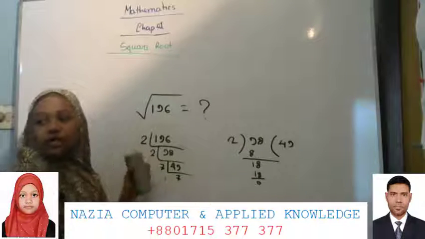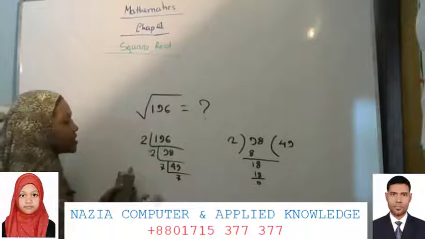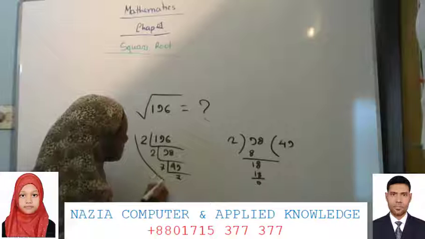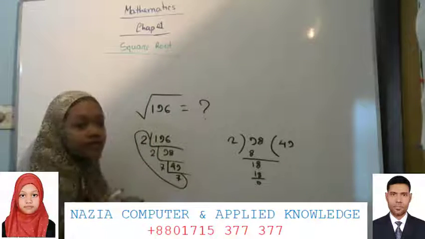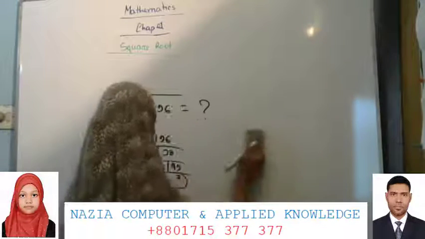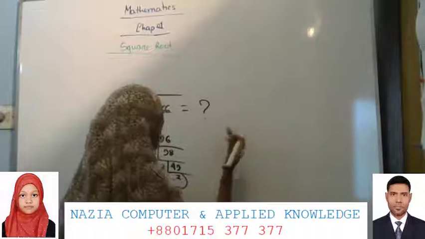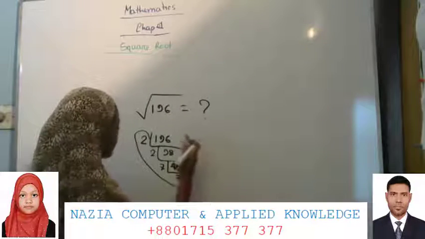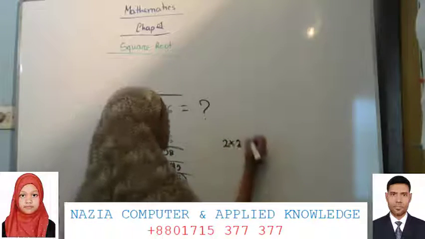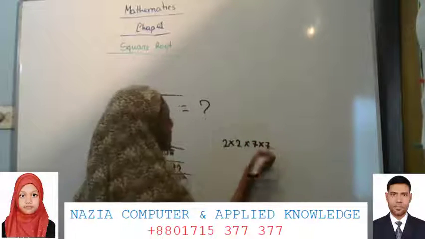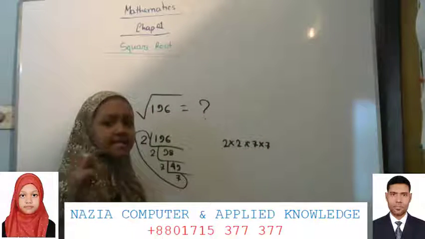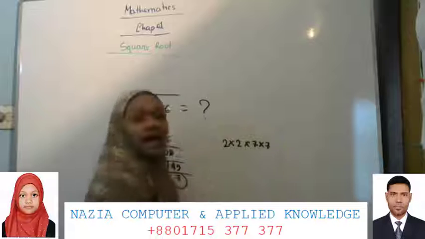Look at this very carefully, because we have to divide it properly and these numbers will help us find our square root. Let me erase it. You can write it after this line: 2 into 2, then 7 into 7. You can see these two are the same, these two are the same. That means this one and this one have pairs.